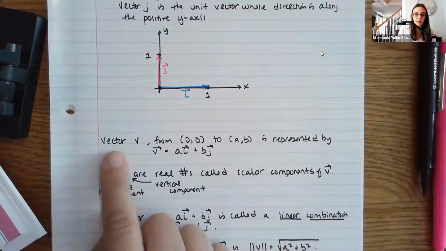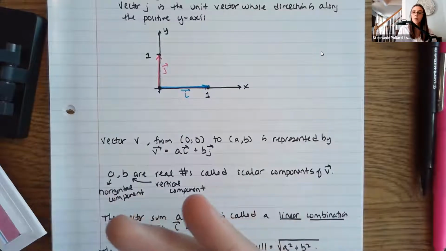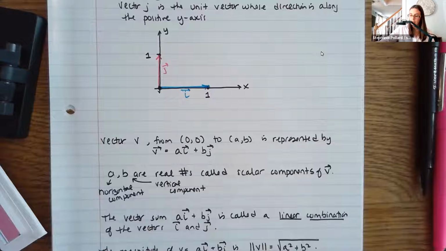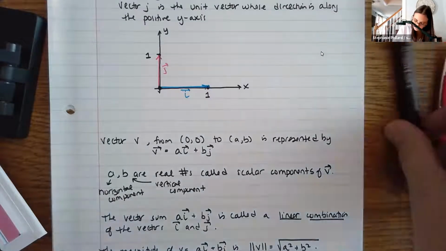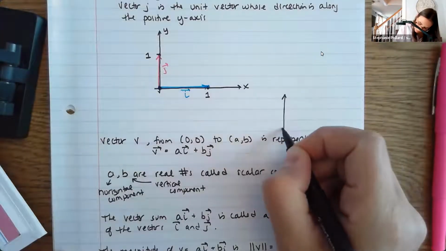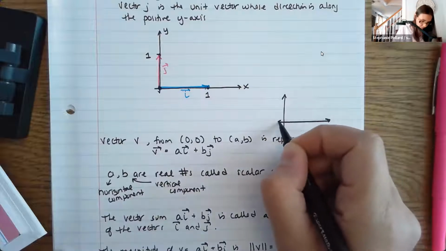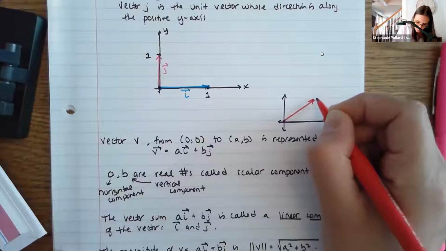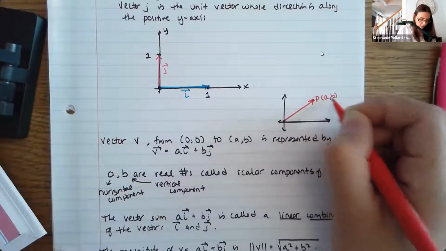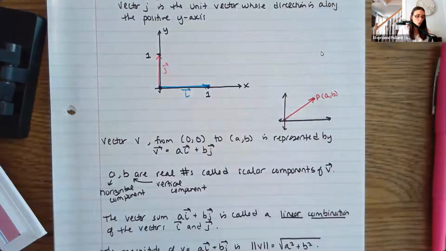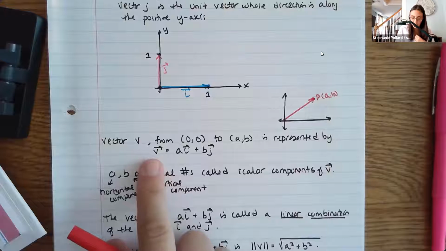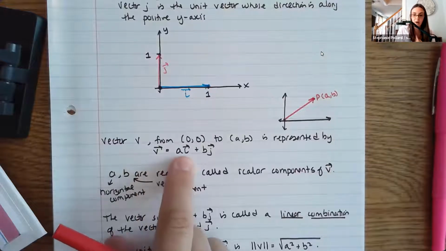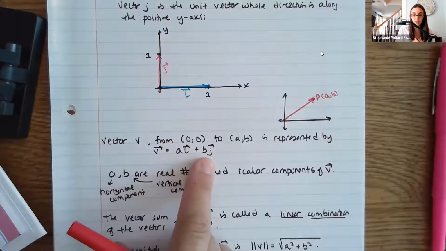So let's say we have a different vector v that starts at the origin, but goes to a point (a, b) instead. So for instance, maybe it starts here and then it ends here at the point P, which has the values a, b. Well, what we can do is use our unit vectors to help write this, and we do it as follows. Our vector is written as a times vector i plus b times vector j.